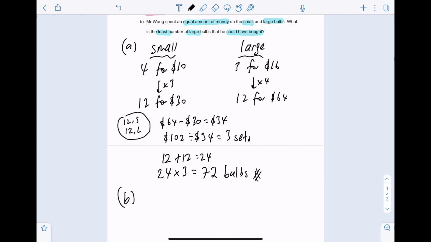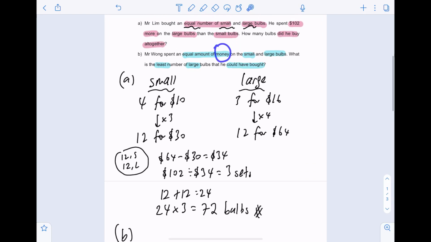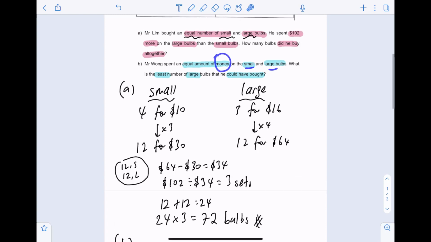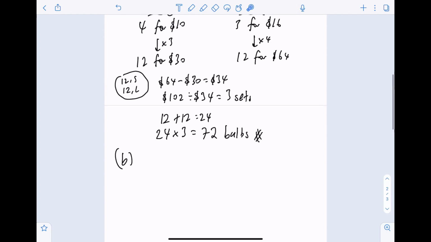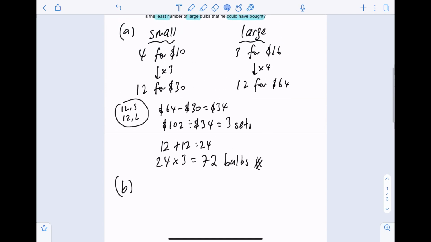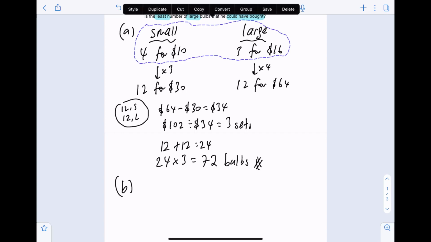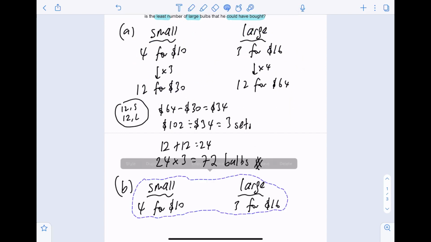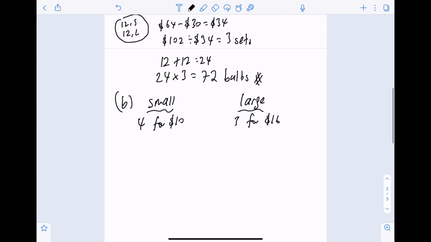Now, Mr. Wong, on the other hand, spent an equal money on small and large. What is the least number of large bulbs that you could have bought? So again, we start with this one here. Okay, let me just duplicate this to the bottom, okay? So this is the prices for the small and the large, and we need to make the amount the same this time. So 10 and 16, we need to find the lowest common multiple.